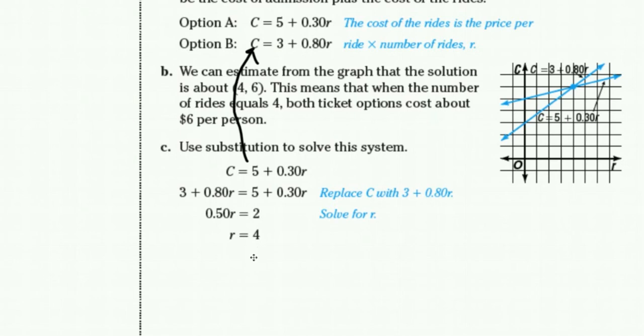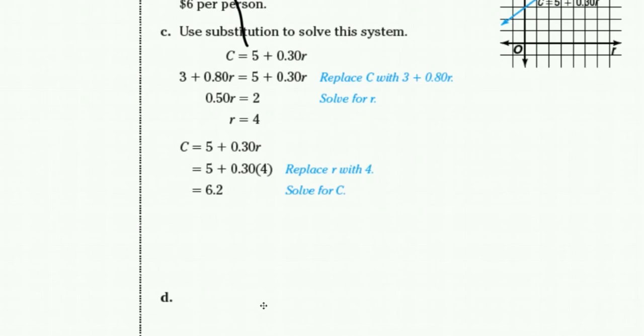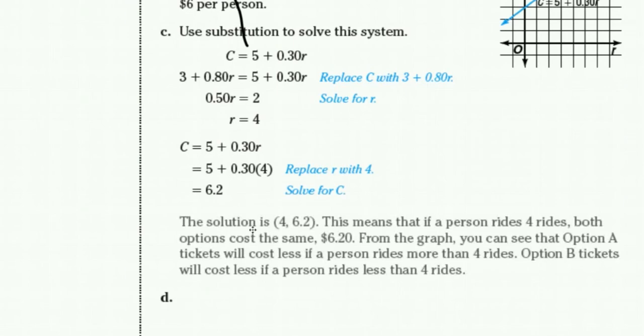So C equals 5 plus 0.3R. After finding the value of R, we go back to C equals 5 plus 0.3R, we substitute now the value of R, which is 4, and we end up with 5 plus 0.3 times 4, and we end up with the cost, or C equals 6.2. So the solution is 4 and 6.2.